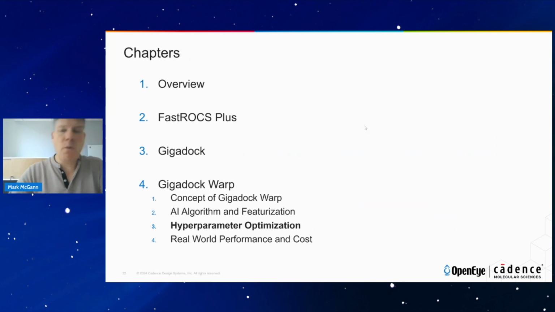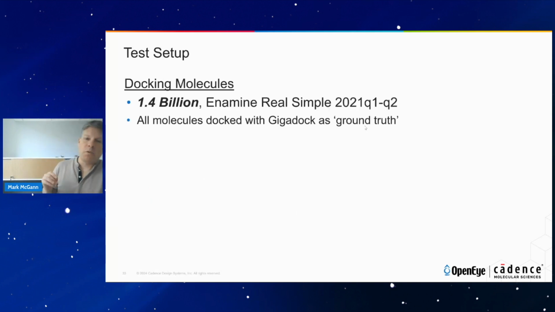So now I'm going to go through what happens when we adjust these hyperparameters and try different kinds of featurization. But first I'm going to explain the testing and how we actually did these tests. So for these tests, we docked 1.4 billion molecules with Gigadock, and we use this as the ground truth. So in the systems we're using as test systems, we first run Gigadock with 1.4 billion molecules so we can identify the exact 10K hit list we want to be getting from Gigadock Warp. Again, the goal here is to reproduce the Gigadock hit list with Gigadock Warp.